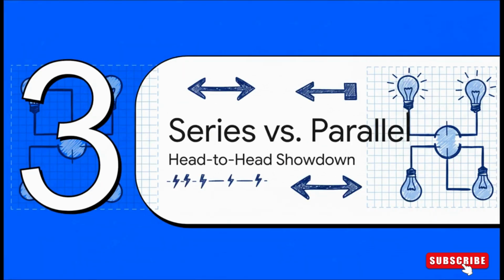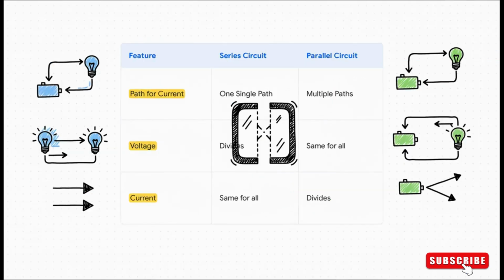Okay, we have our two blueprints. Let's put them side by side and really nail down the differences. This is the head-to-head showdown. This table just lays it all out. Paths, series has one, parallel has many. Voltage, it gets divided up in series, but it's the same for everyone in parallel. And current, it's the exact opposite. Stays the same in series, but gets divided up in parallel. They're almost like perfect mirror images of each other.